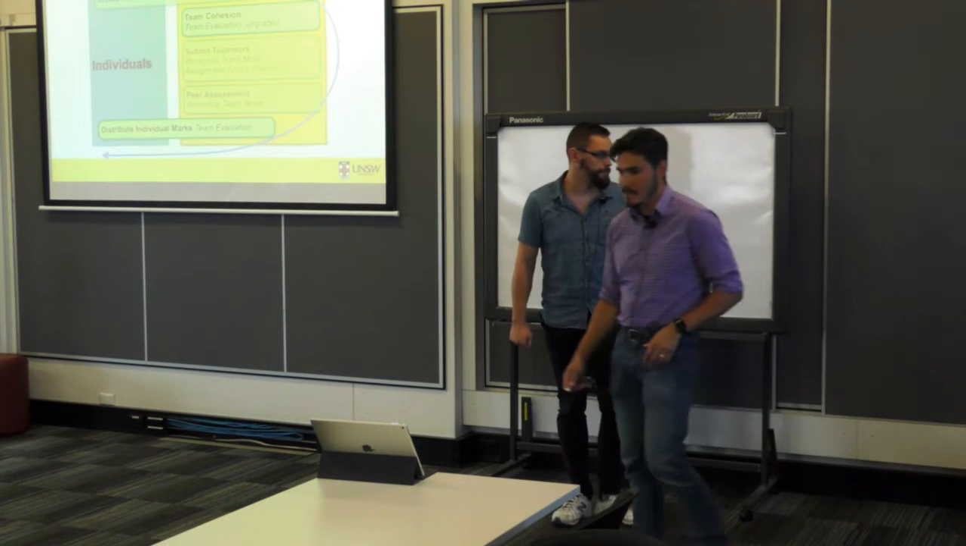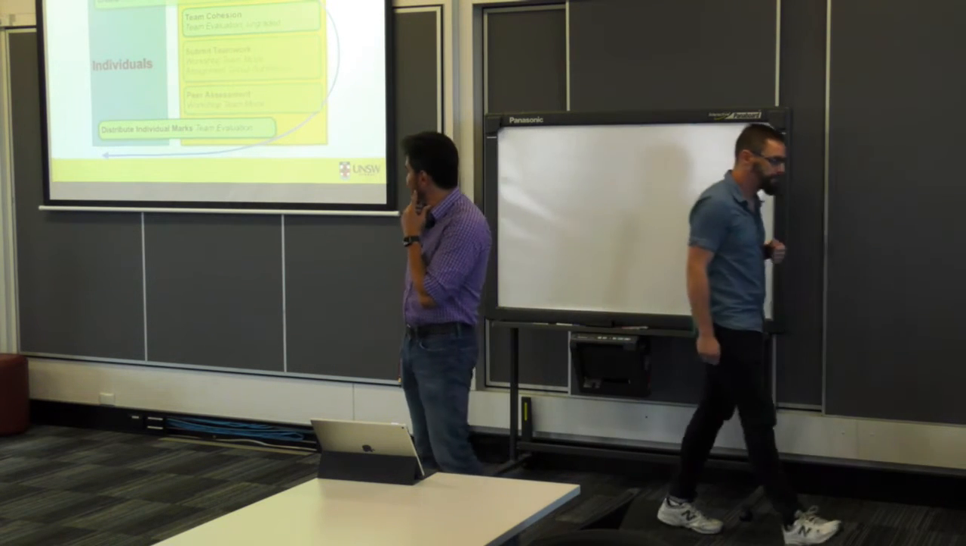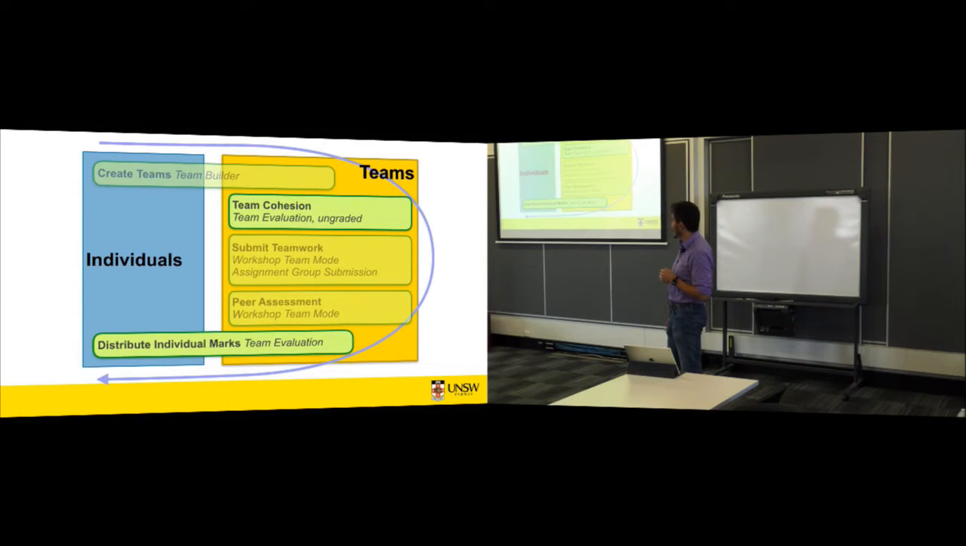All right, so with team evaluation, we have two purposes, and one of them is team cohesion. So to make sure that the team is functioning well, and that includes a lot of feedback to each other from within the team. And then we have the distribution of individual marks, which Morgan just spoke about.